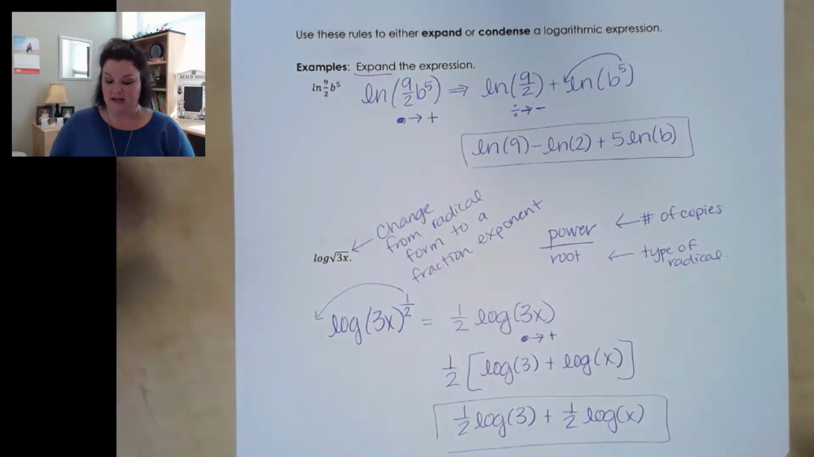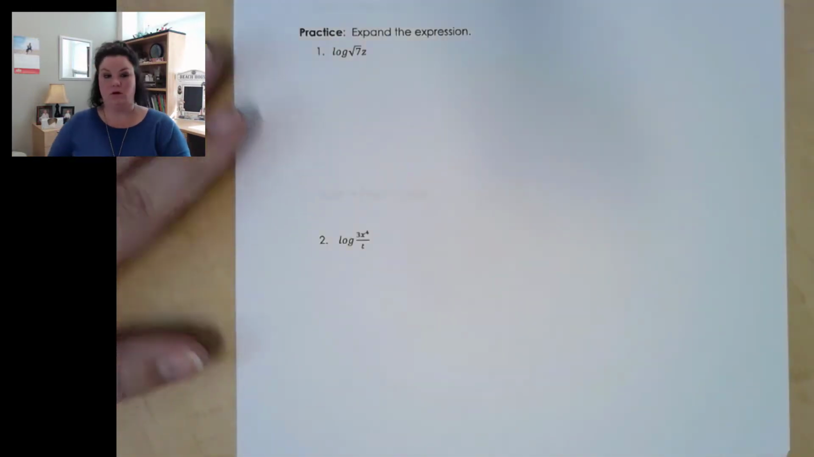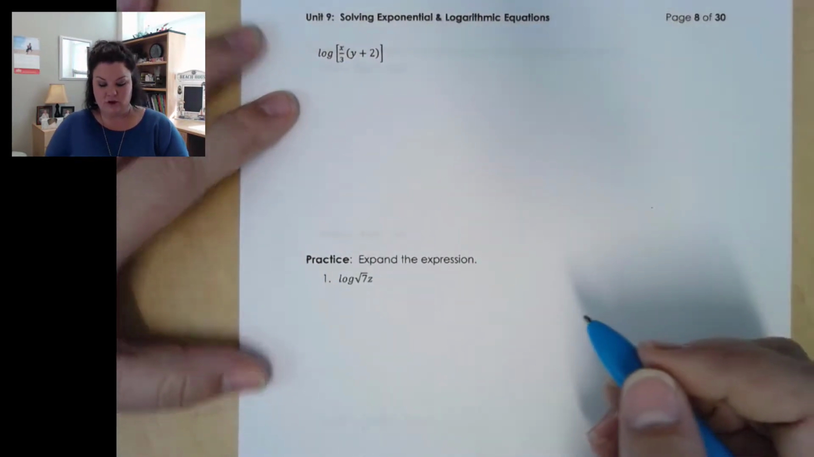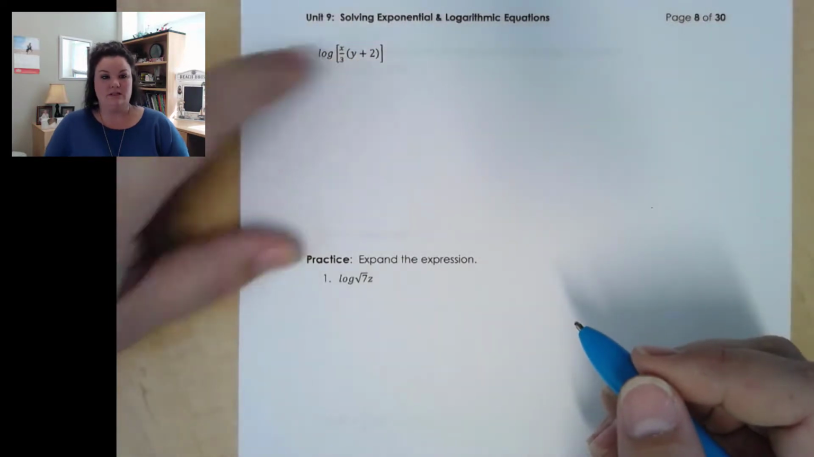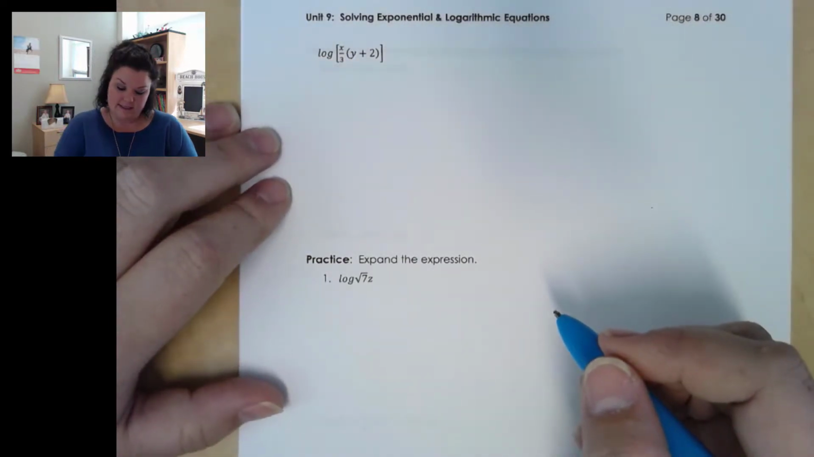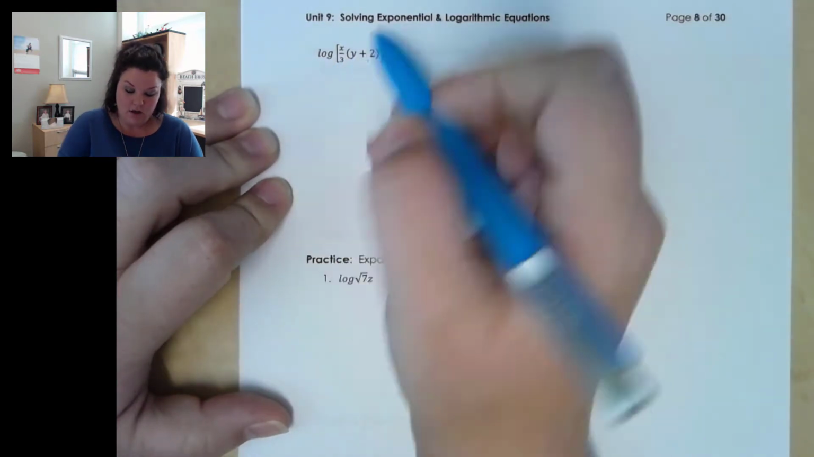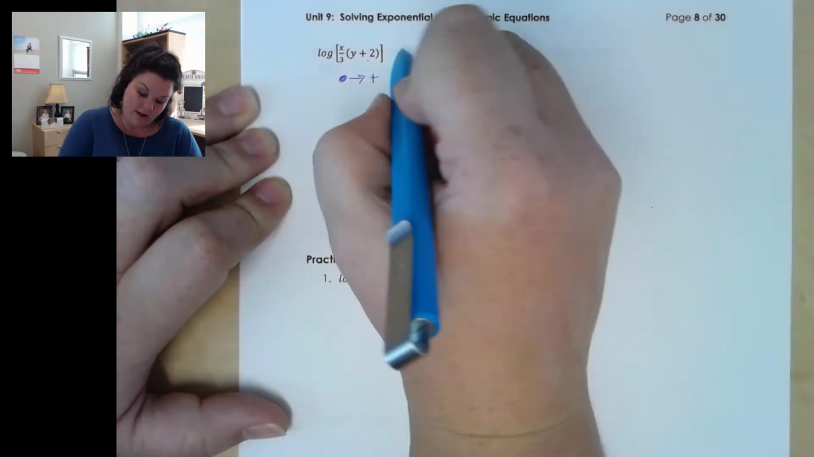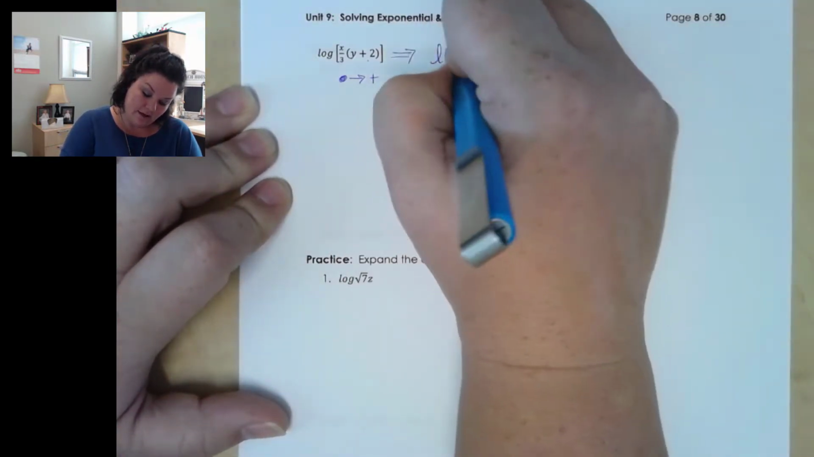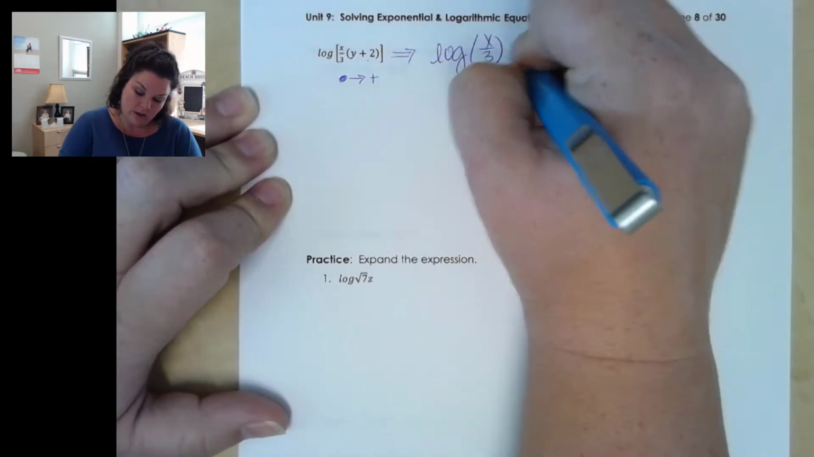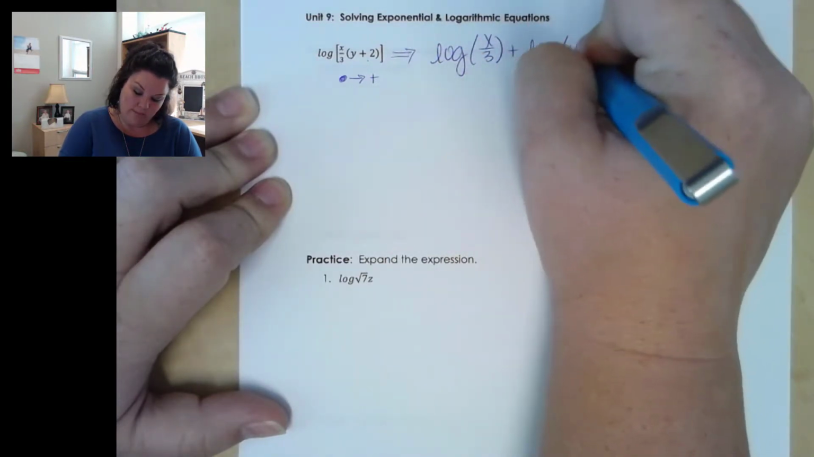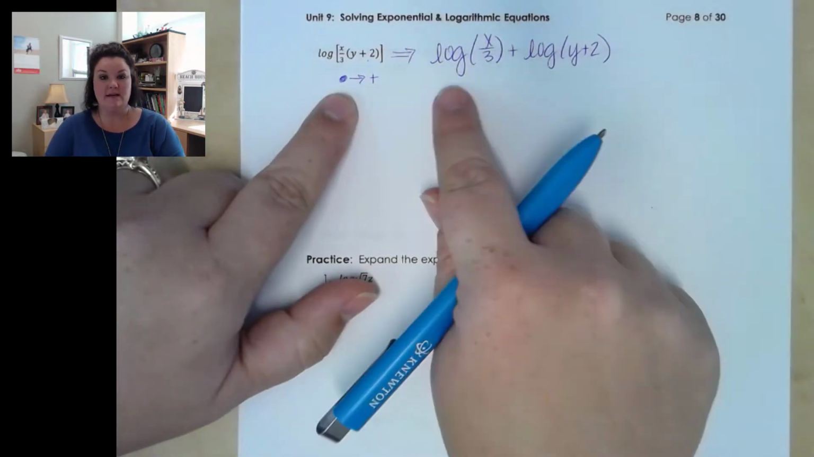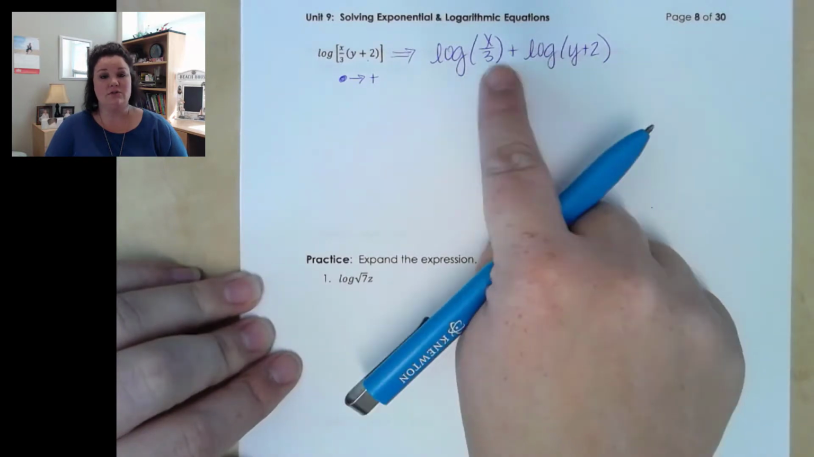Okay, let's look at one more. So at the top of this page, I have log of x over 3 times y plus 2. First thing that I notice is that I see a multiplication in here, right? Multiplication turns into an addition of log terms. So I'm going to go ahead and expand this and write it as log of x over 3 plus log of y plus 2. So now that I have that multiplication expanded, I want to see if there's anything I can do with these two terms.